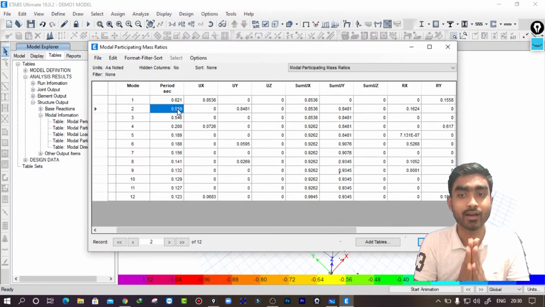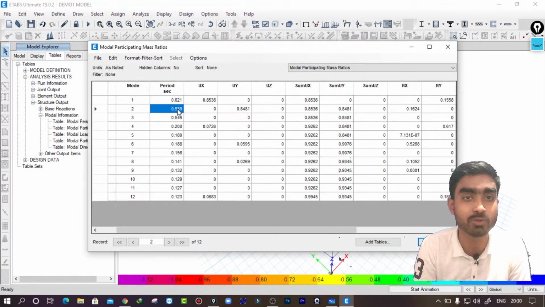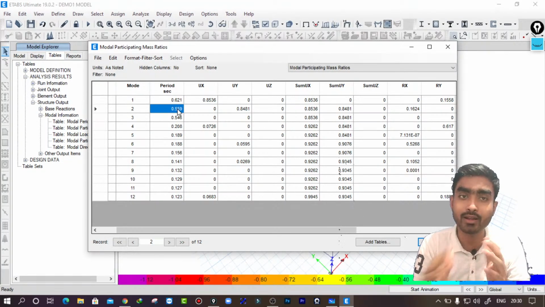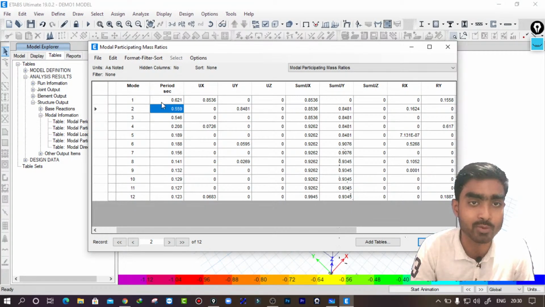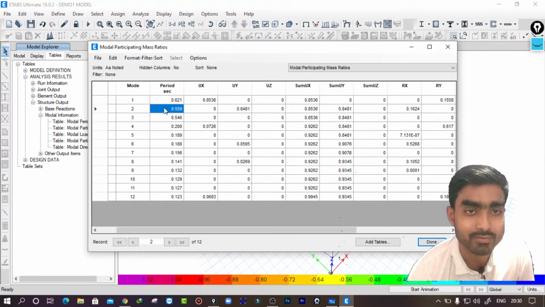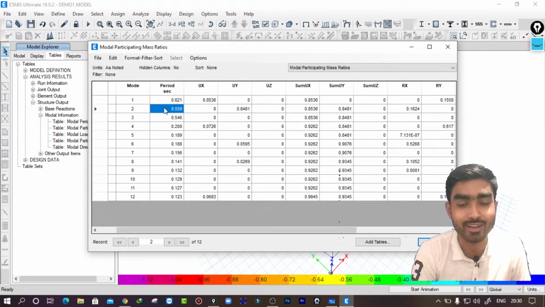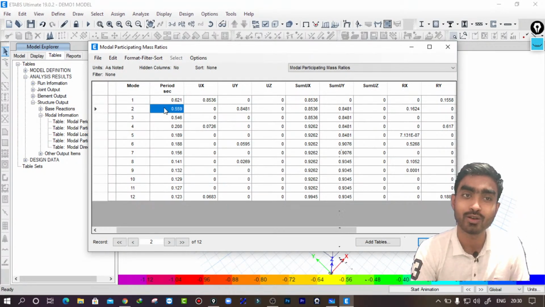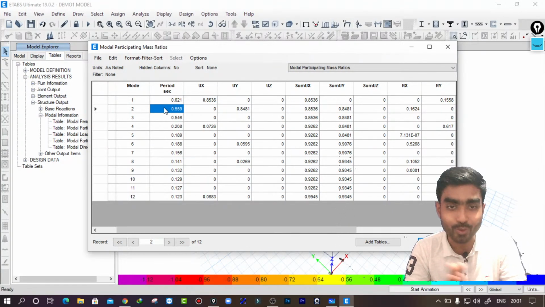So to overcome this problem, or to avoid this modal superposition, you can check whether the time period difference between the first two translational modes is 10% or not. But in some cases you may not get 10%. What to do in that case? One thing is you can increase the mass of the structure by providing higher section sizes, but that is also not economical. So the code has its philosophy and the practicing part has its own philosophy.